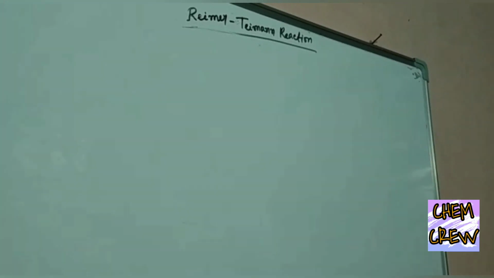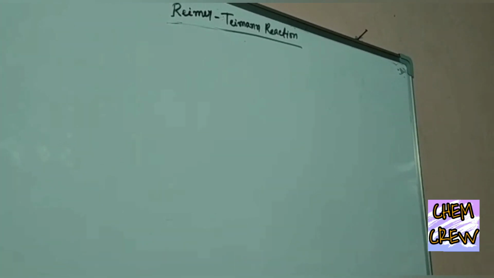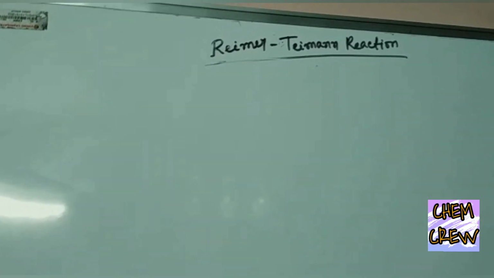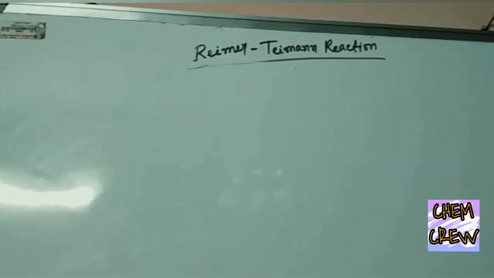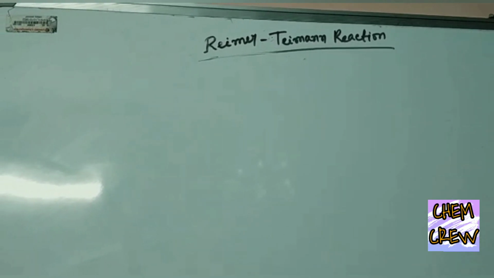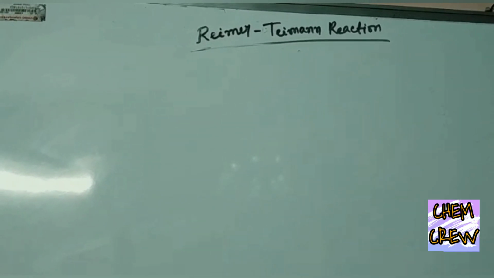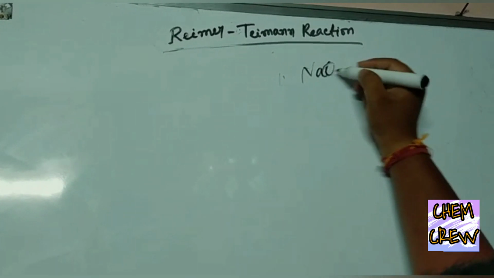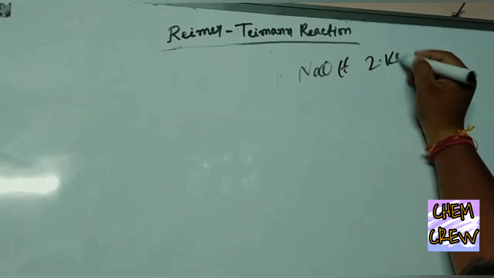Today we will be discussing the Reimer-Tiemann reaction. First we should discuss what the Reimer-Tiemann reaction is. The Reimer-Tiemann reaction is a chemical reaction used for the ortho formylation of phenol. In this particular reaction, an alkali solution is used, either NaOH or KOH.